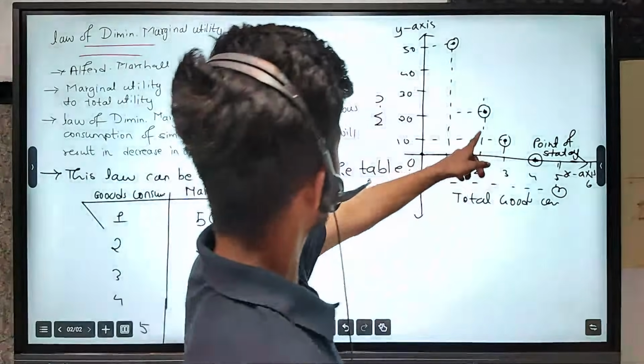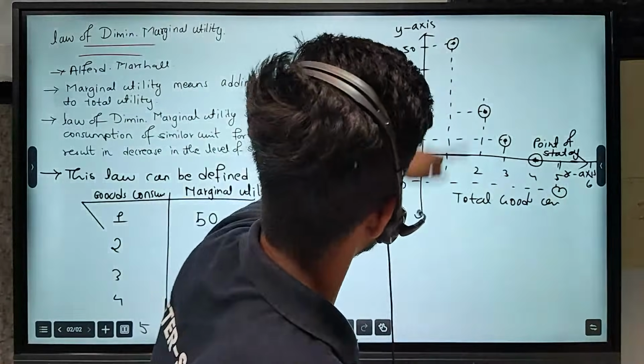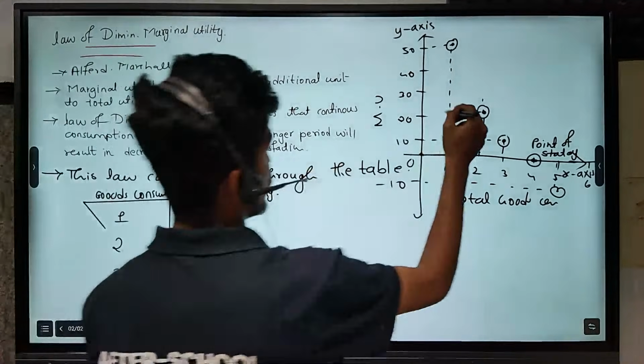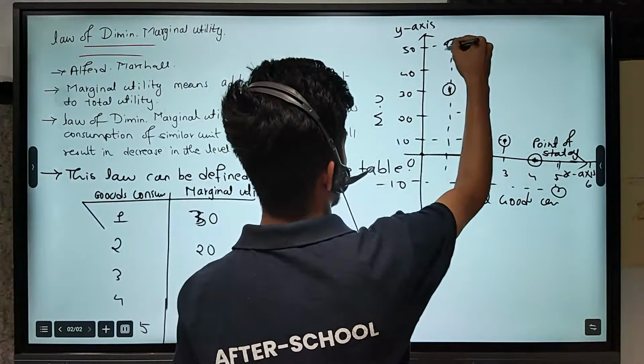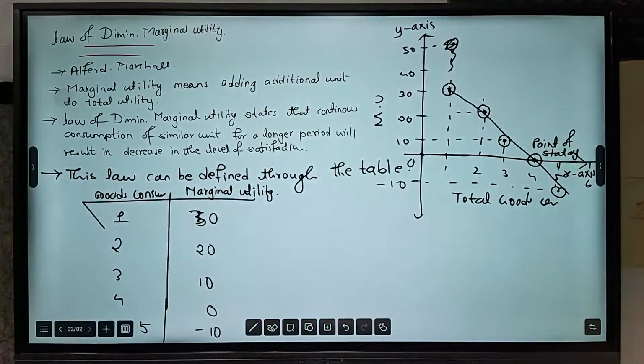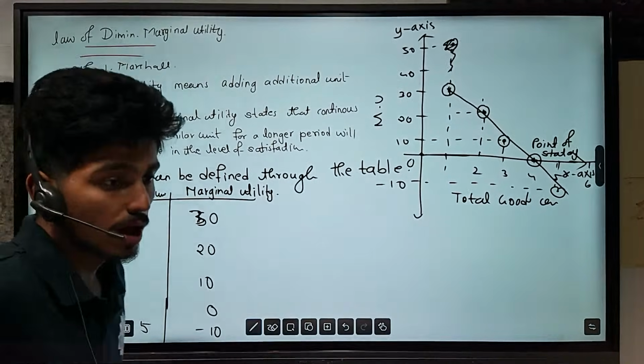Okay, here you can show to get the exact table. Here you can show the first consumption, which was 30. If you show the 30, you will get a graph like this. Okay, a direct straight line. This is how you can show your marginal utility with the help of a graph.